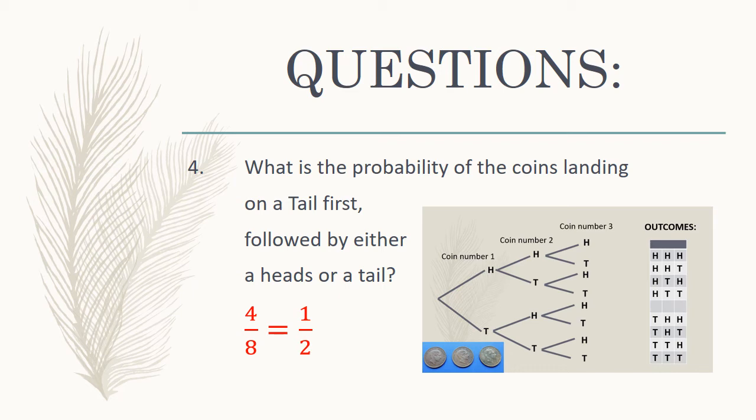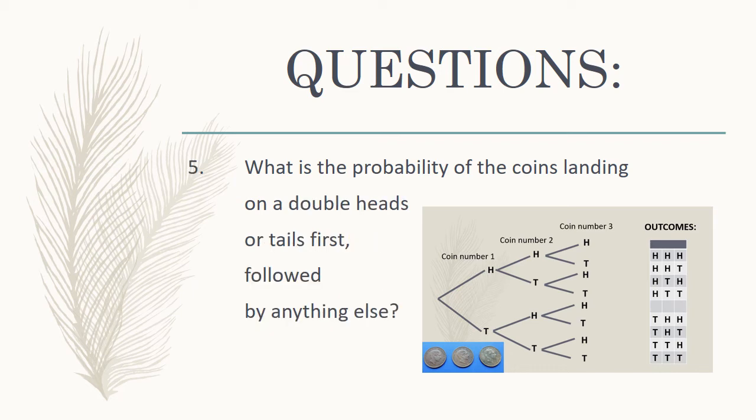Okay, let's have a look at the last question. Last question is, what is the probability of the coins landing on a double heads or tails first, followed by anything else? So it must be a double heads or a double tails, followed by anything. So we are looking for the first 2 outcomes must be the same, either heads, heads, or tail, tail. So that one has the 2 heads first, followed by anything.